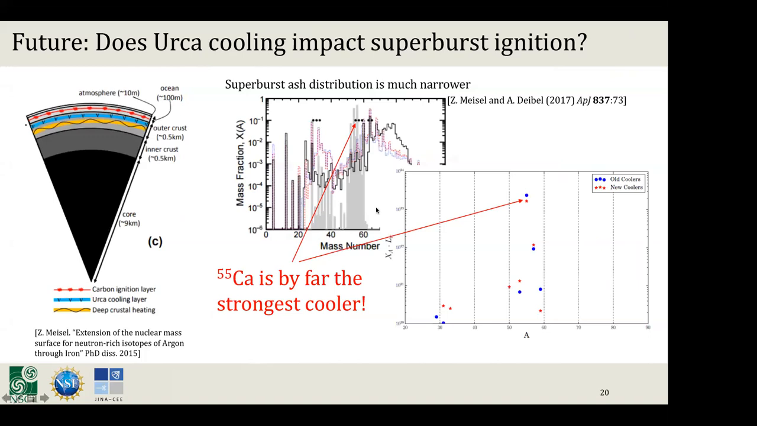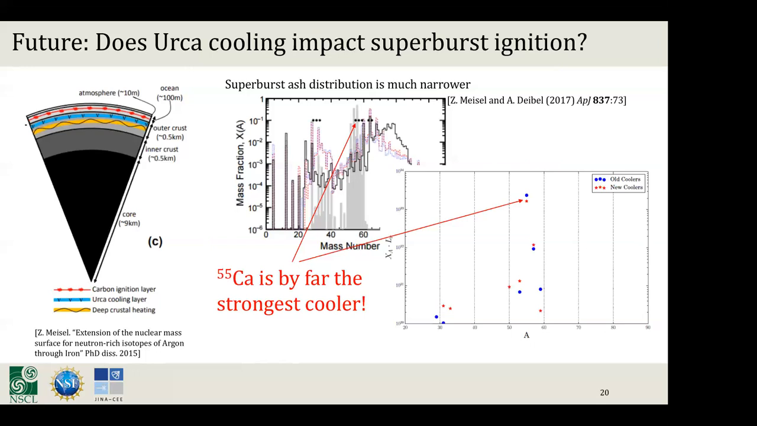The reason why this is particularly interesting is that an effect of an Urca cooling layer forming is that it thermally decouples the layers below it and above it. So if you have any deep crustal heating that goes on deeper in the neutron star than where your Urca layer exists, it cannot transport that heat. The heat does not pass the Urca cooling layer up to the ocean, which is where the carbon ignition layer that powers the superburst is.